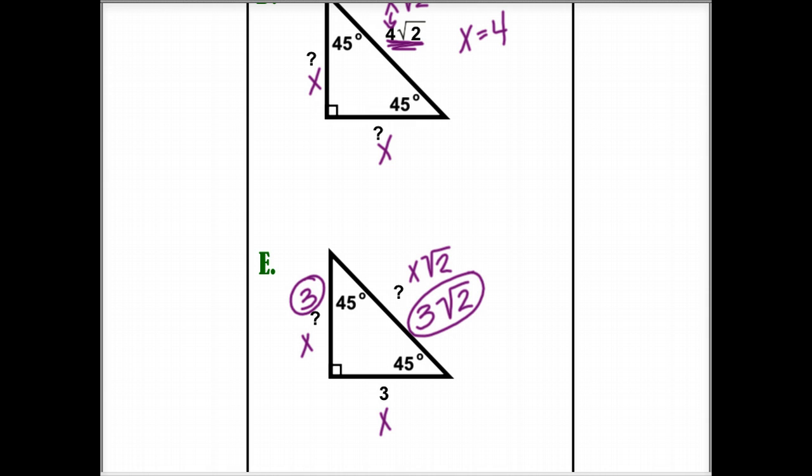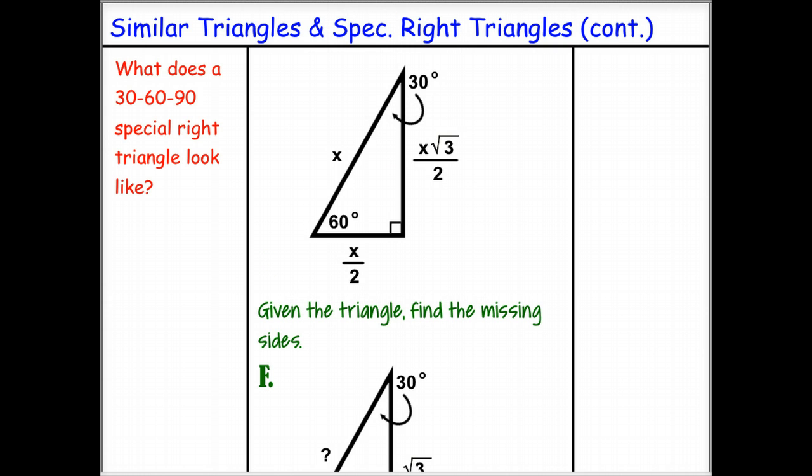The next one that's a little more challenging is our 30, 60, 90 right triangle. And this one states that our hypotenuse is x, our shorter leg is half of x, and the longer leg is that shorter leg times the square root of 3.